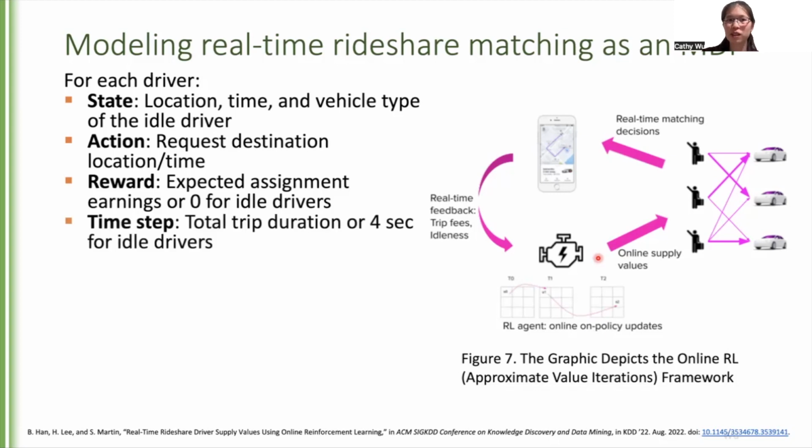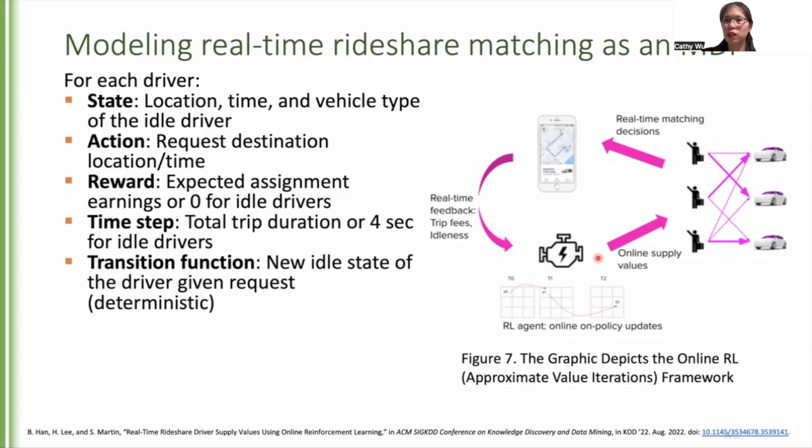The time step, we didn't really discuss this, but this was in the paper, so I wanted to include it for completeness. The time step is actually going to be the full trip time, or 4 seconds if we don't accept this request. The transition matrix is going to be the new idle state of the driver given the request. So if the driver accepts the request, then the driver in the next time step will be at the destination of that request. And otherwise, the driver will be roughly where he or she was before the request.